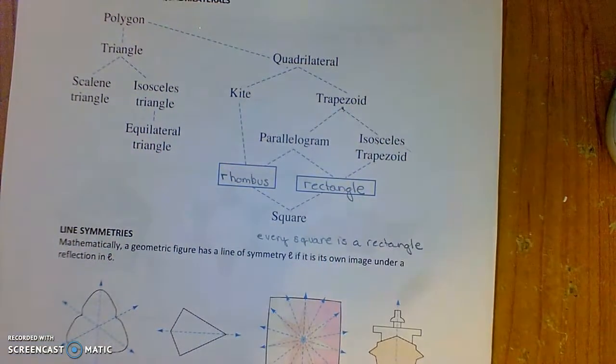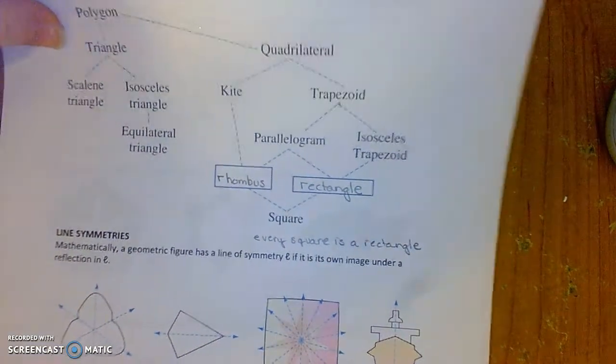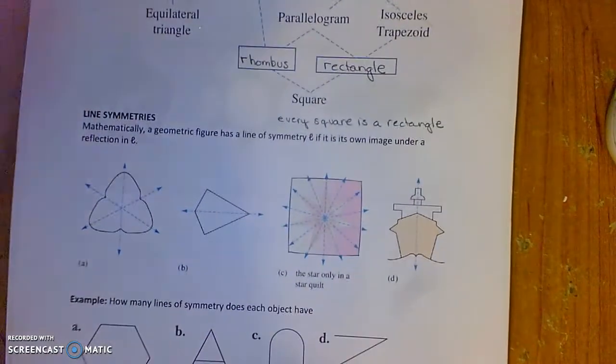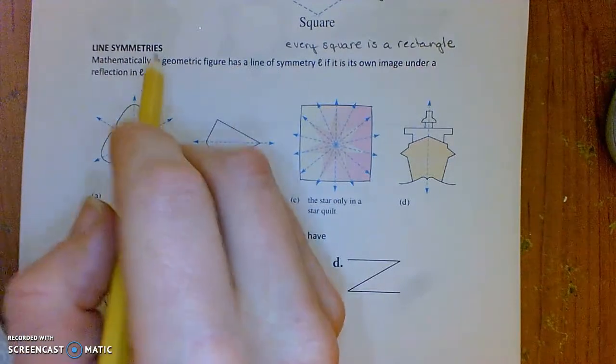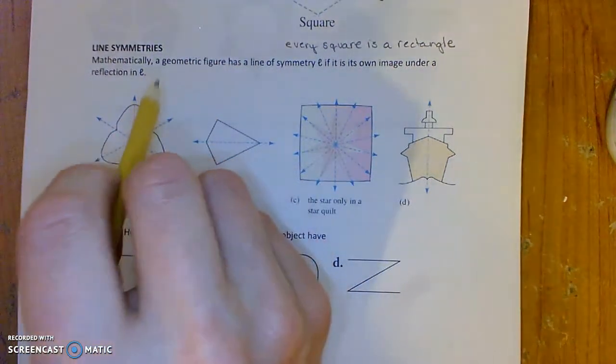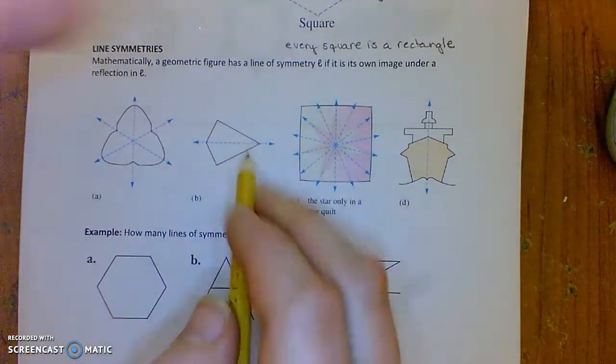Only special rectangles are squares. All right. Now let's move on to symmetries. We'll have a couple different types of symmetries: line symmetries, turn symmetries, and point symmetries. You've likely had some of these activities when you were a kid.